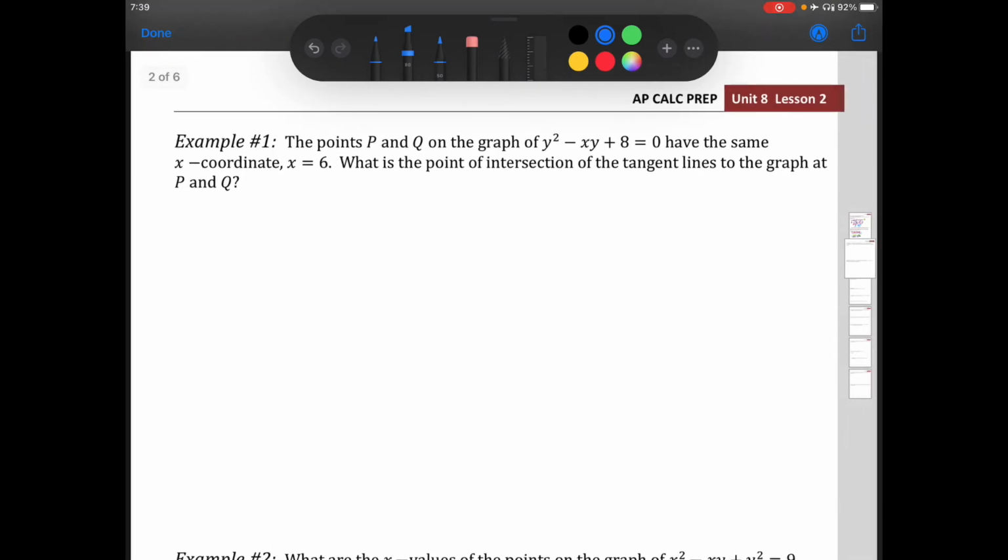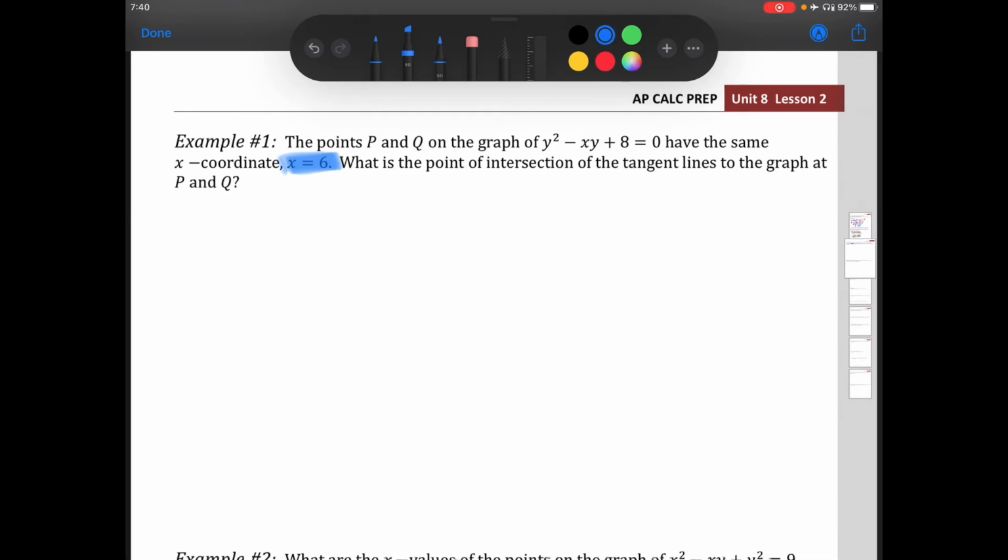It says the points P and Q on the graph of y squared minus xy plus 8 equals 0 have the same x-coordinate, x equals 6. What is the point of intersection of the tangent lines of the graph at P and Q? So it's talking about the x-coordinate. I know the x-coordinate. Can I find my y-coordinate? Let's find our y-coordinate so at least we have the point.